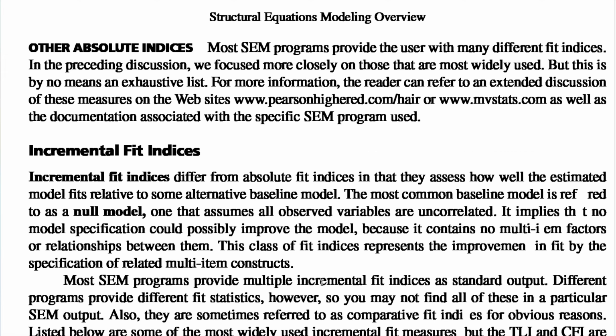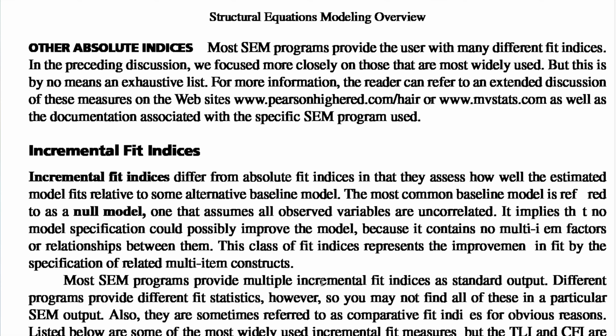Other absolute indices. Most structural equation programs provide the user with many different fit indices. In the preceding discussion, we focused more closely on those that are most widely used, but this is by no means an exhaustive list. For more information, the reader can refer to an extended discussion of these measures on the website, as well as the documentation associated with the specific structural equation modeling program used.